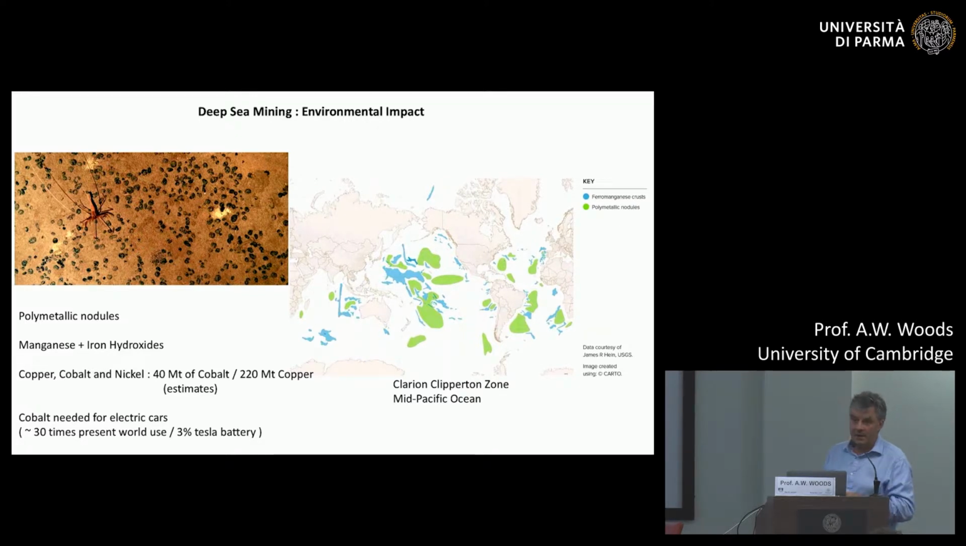There's a lot of activity going on at the moment trying to understand how to recover these nodules off the seafloor. And just as an example, at the moment, Tesla batteries, one of the electric cars, about 3% of the battery is cobalt. And so if you imagine scaling up by a factor of 100 in electric cars, there's going to be a huge need for this resource.